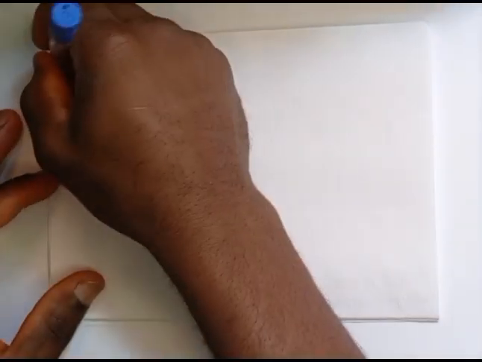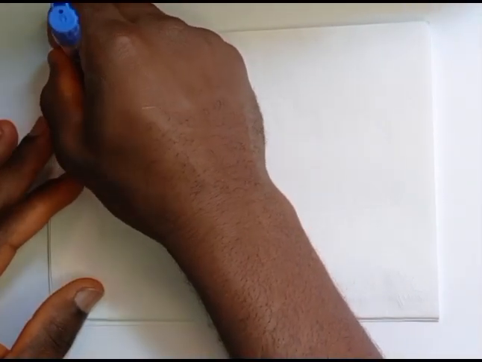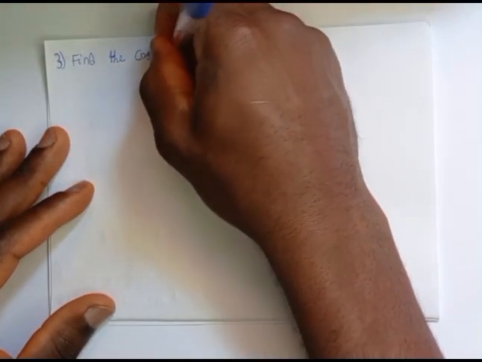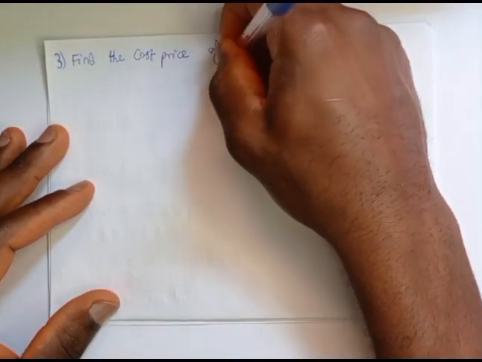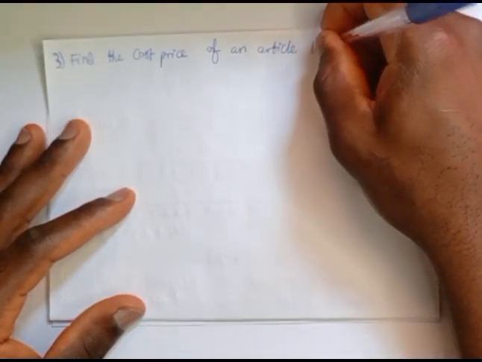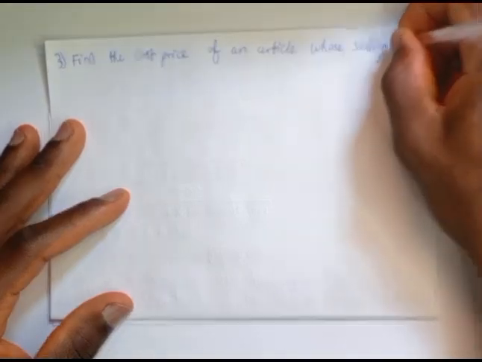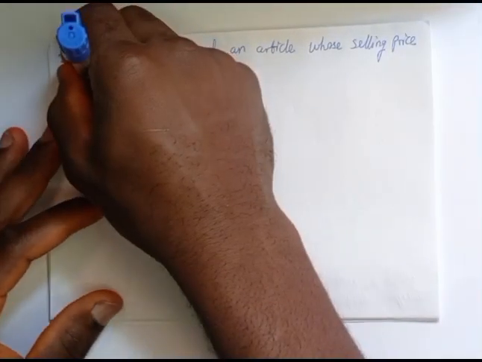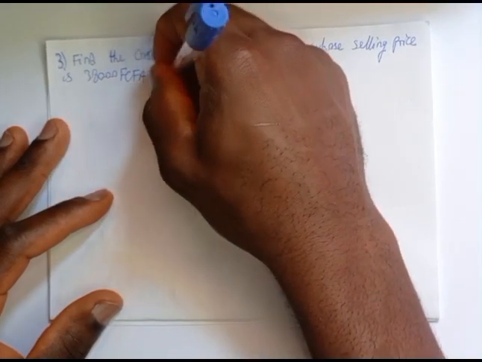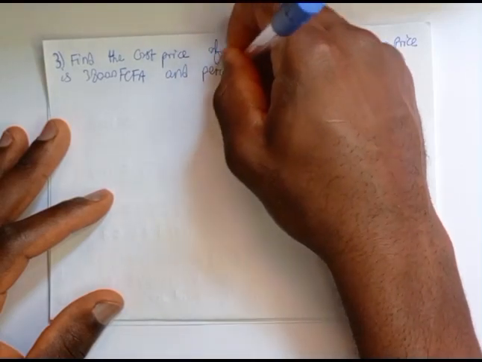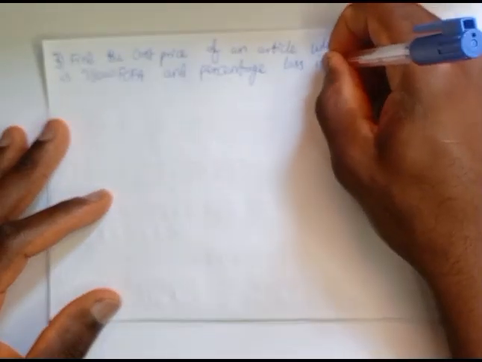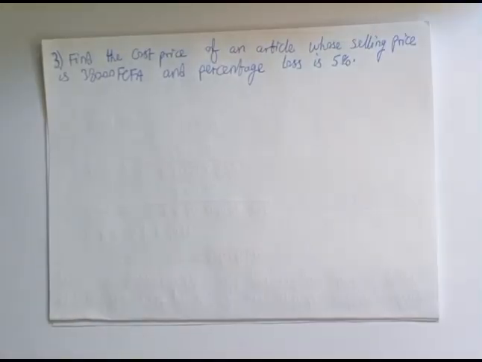We go now to example 3. Find the cost price of an article whose selling price is 38,000 francs CFA and percentage loss, that means a loss was made, is 5%. Take solution.